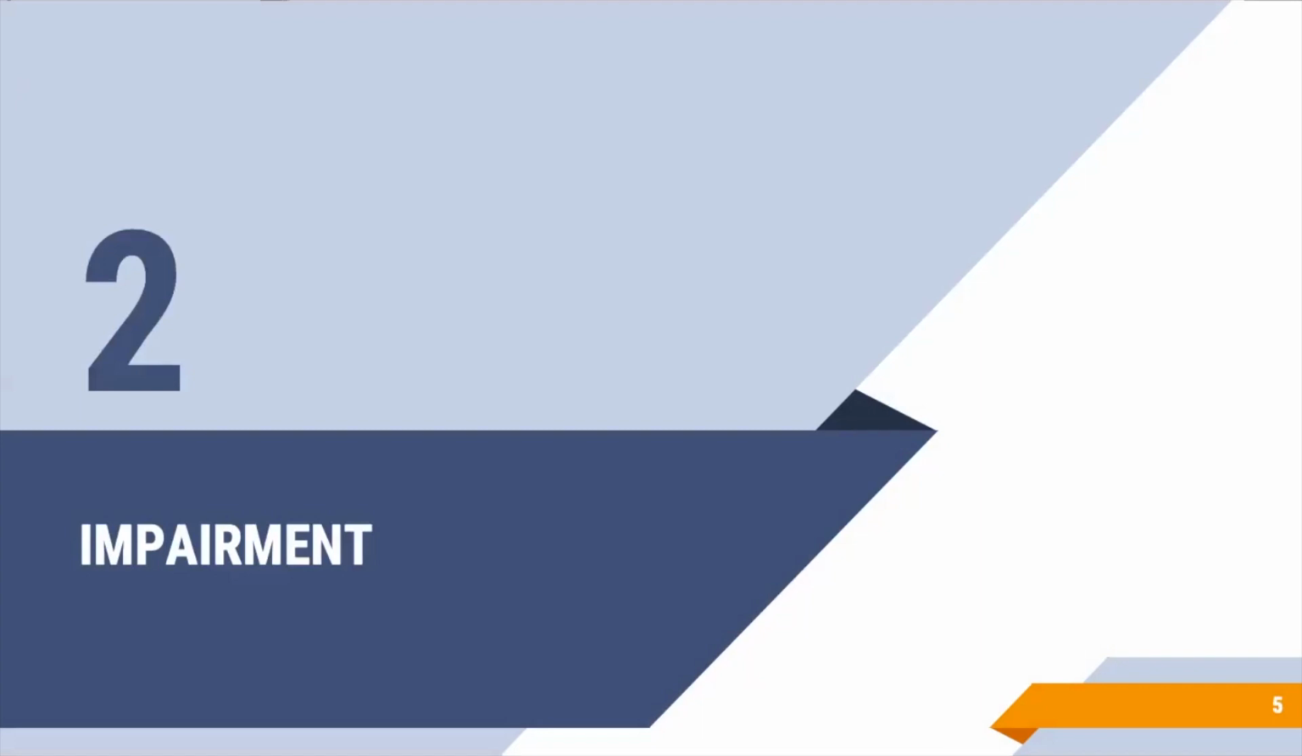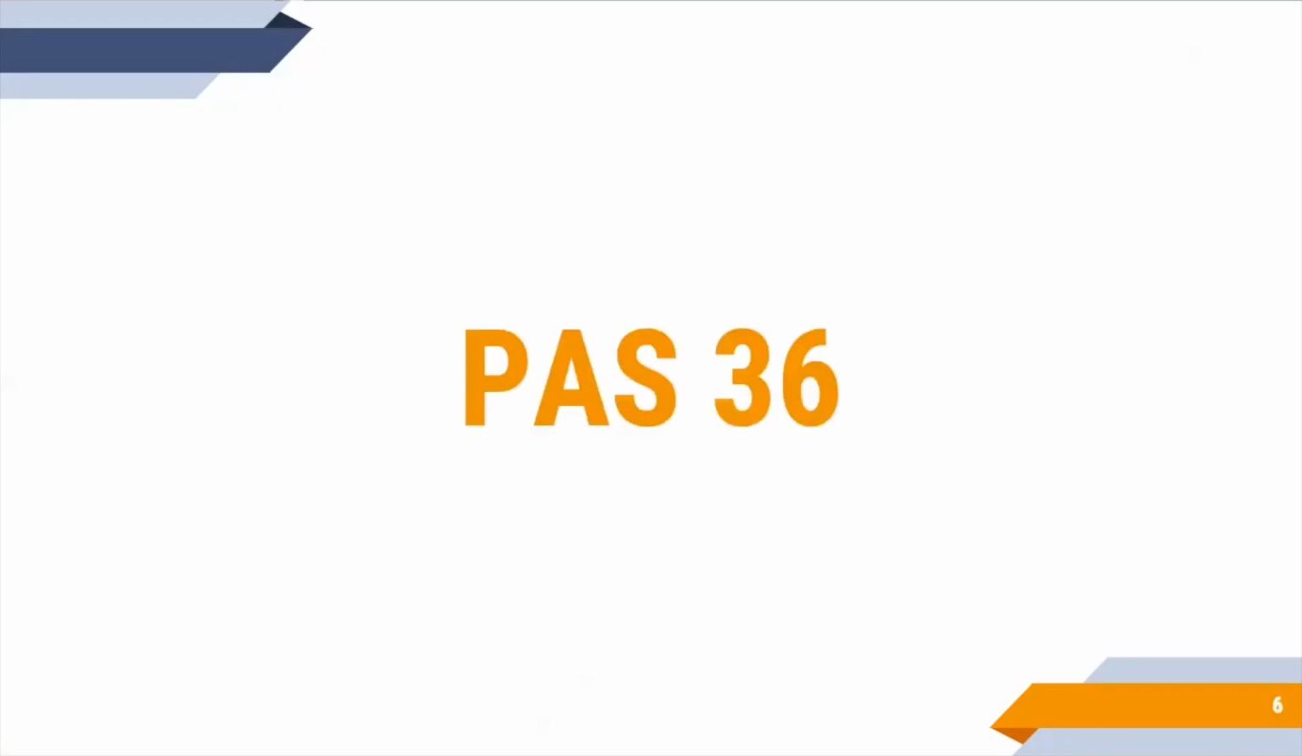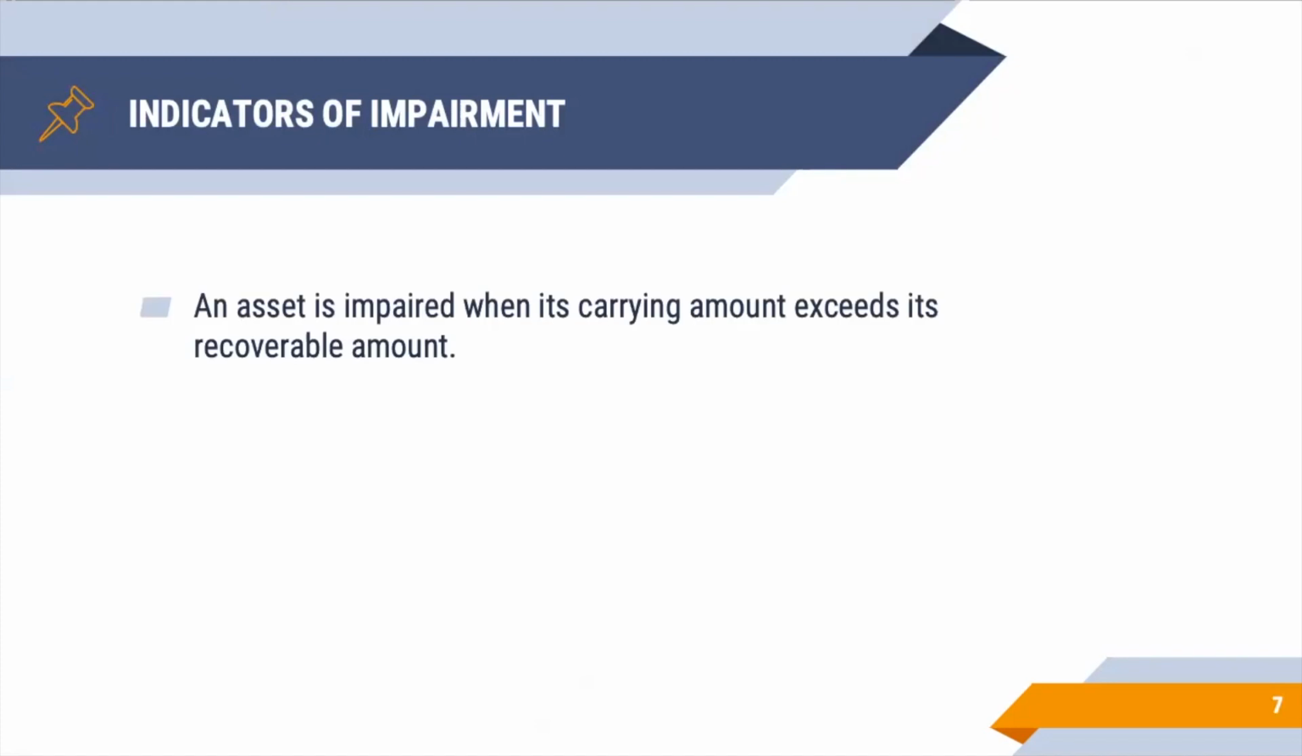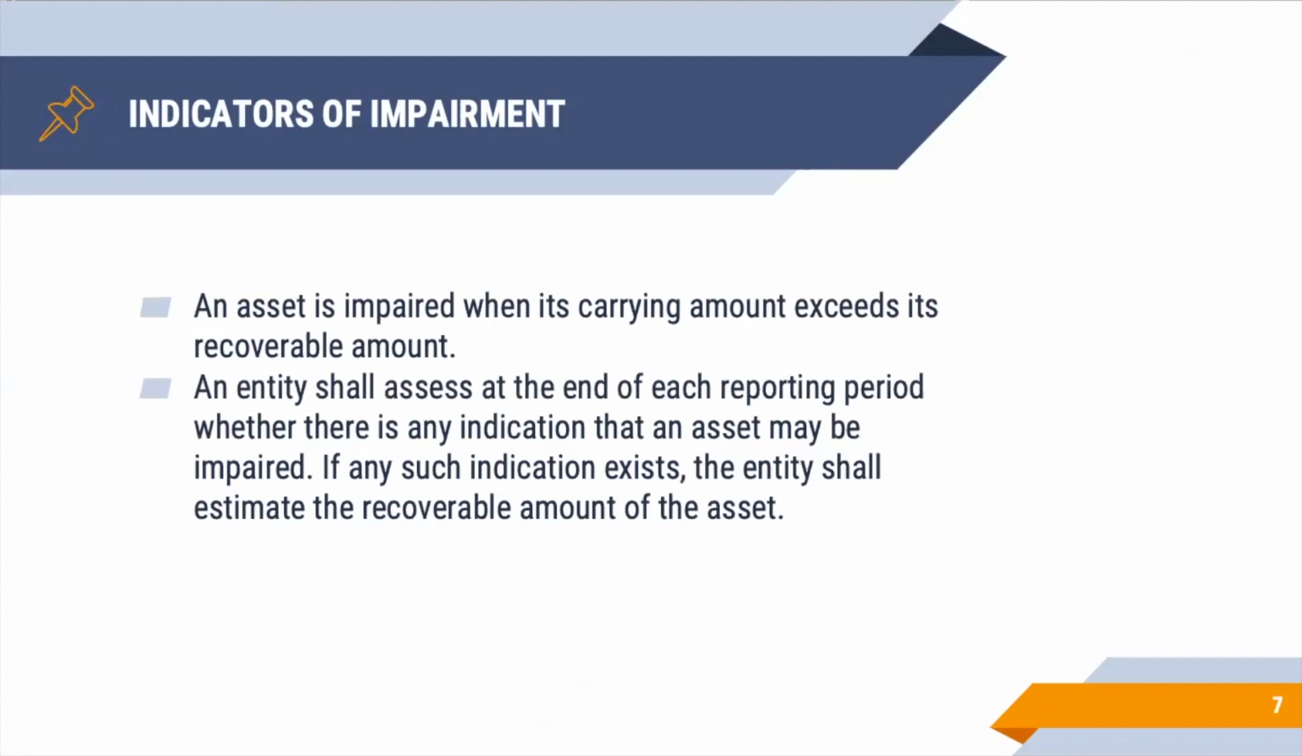So what is impairment? The standard that governs impairment is PAS 36. According to this standard, there are indicators when your asset is already impaired. So an asset is impaired when its carrying amount exceeds its recoverable amount, meaning the recoverable amount is already lower than the carrying amount in the books of the company. An entity shall assess at the end of each reporting period whether there is any indication that an asset may be impaired. If any indication exists, the entity shall estimate the recoverable amount of the asset.